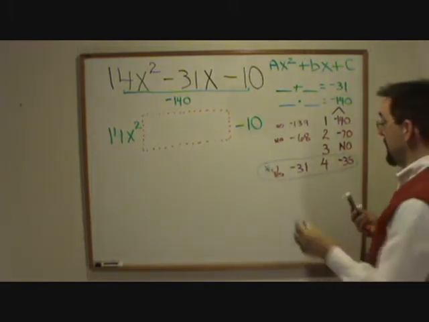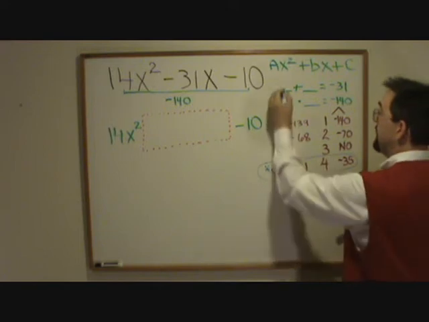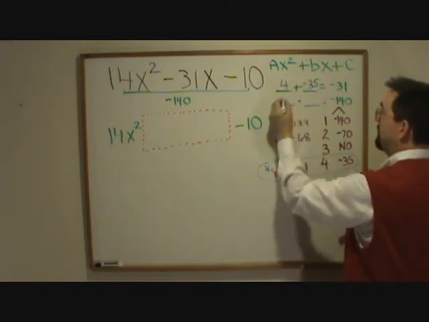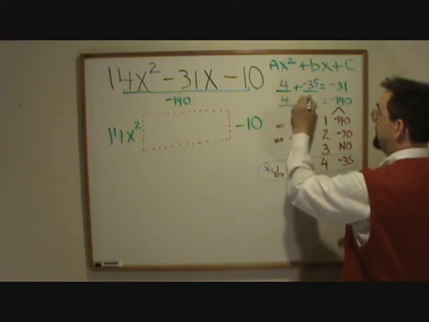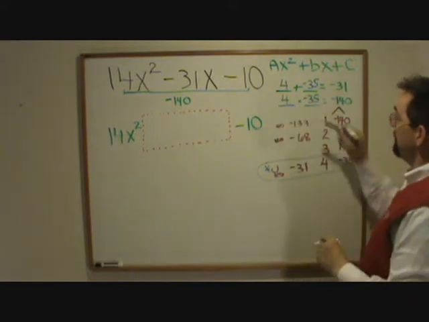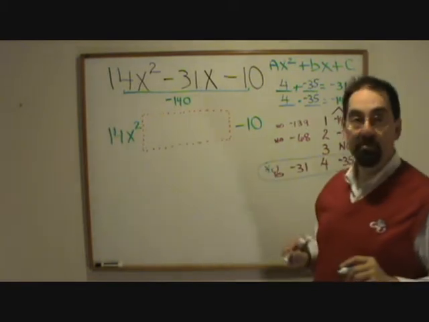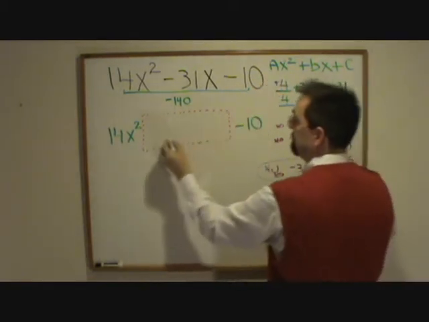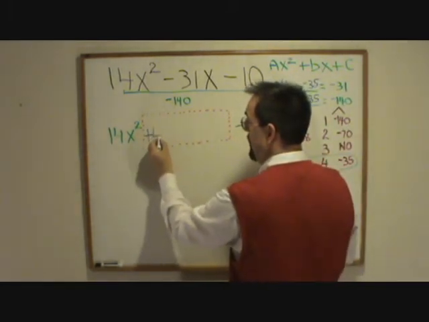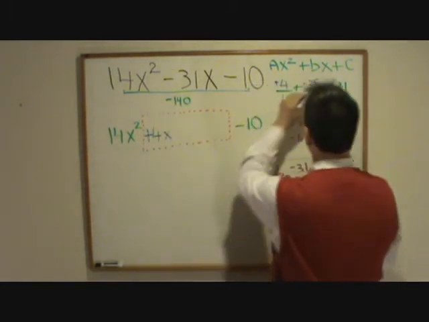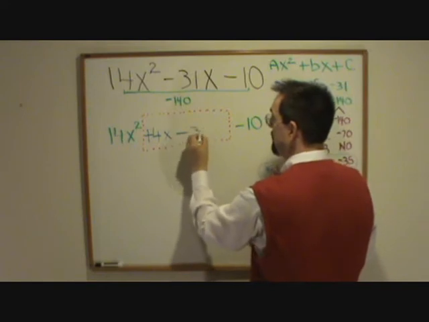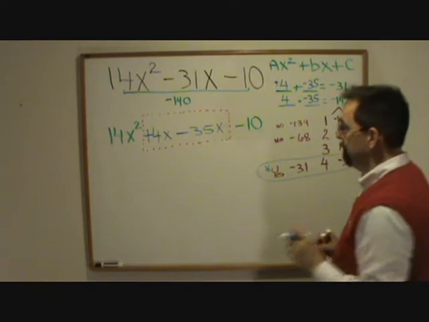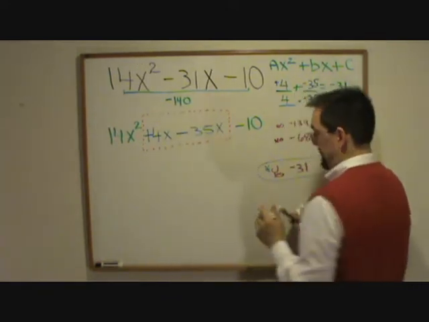Most of our work is done now. 4 and minus 35. I found the two terms that go in the middle. Let's put them in there. So I have a plus 4x minus 35x. Yep. If I add those two, I get this.